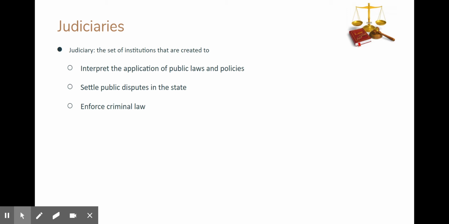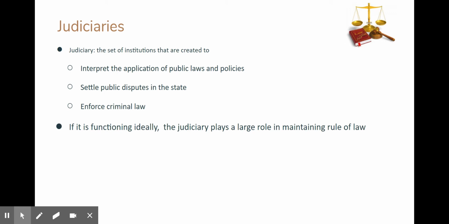So within the United States, we can sort of contextualize what that looks like. The Supreme Court is the highest court in the land. And then we have a system of federal and state courts that exist underneath the Supreme Court. Some of them civil courts, some of them criminal courts, but all of them within different systems within the judiciary that do these things. So if ideally functioning in most structures of government, but not all, the judiciary will play a large role in maintaining the rule of law.